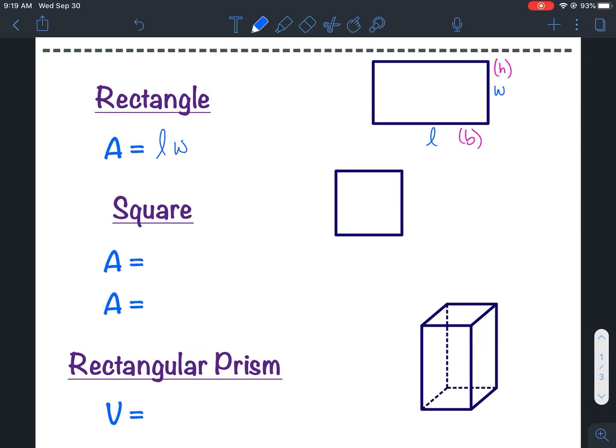A square is a special type of rectangle where all the sides are the same. So instead of calling it length and width, we call all of the edges S for the side length. It's the same concept where you take length times width, but in this case you would do side times side. When you have a variable times a variable, that becomes side squared. So the area of a square is S squared, or side length squared.